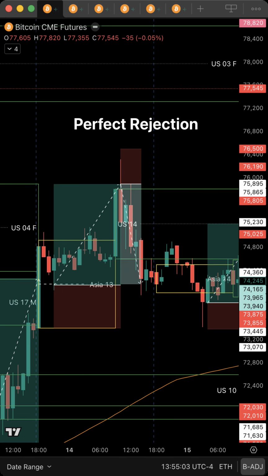It approaches the March 13th Asia midpoint. That is where the move should complete. That is where expansion begins to slow.